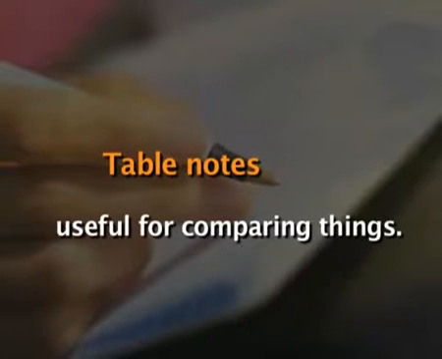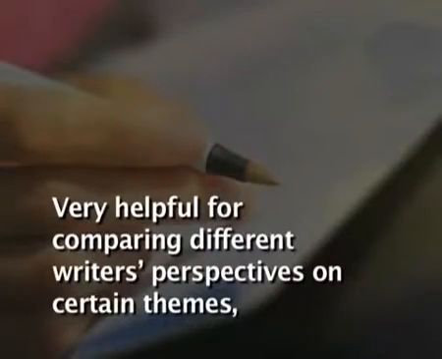Table notes are useful for comparing things. When we are comparing two things, we can put them in two tables, table A and table B, with plus points and minus points. You see, we can see the distinction very clearly. Table notes are also very helpful for comparing different writers' perspectives on certain themes. Here, we can clearly divide them into two groups.